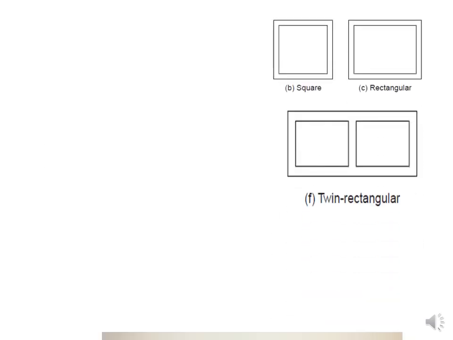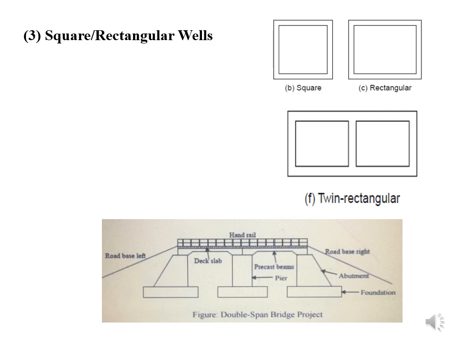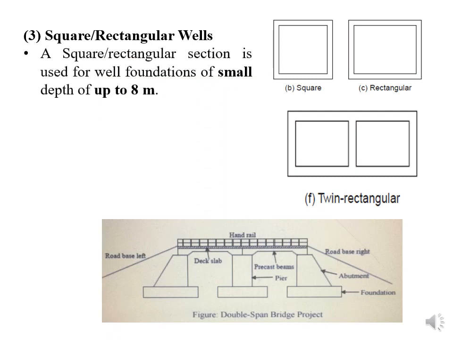The next well is called a square or rectangular well. Either we can go for a single square or single rectangular well, depending upon the space. If you need more space, either for railway bridges or road construction, we can go for twin rectangulars or double rectangulars or double squares. So a square or rectangular section is used for well foundations of small depth up to 8 meters. 8 meters means from the river bed.